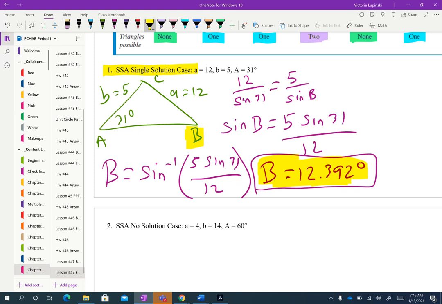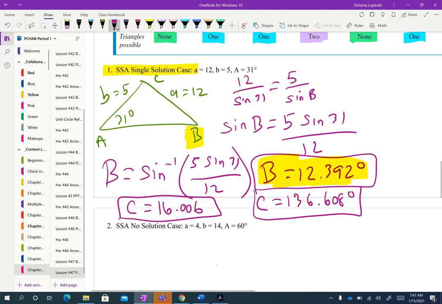Then you're going to continue solving for the rest of the measurements. I don't think I need to show you all of that, but if you were going to solve for angle C, you would add 31 to 12.392. You would subtract it from 180, and you would get 136.608. That would be the second angle C. And then if you did the law of sines to solve for little c, you would get 16.006. Again, I think that you could do those calculations. That's not where the ambiguous case comes in. That's what we already did.